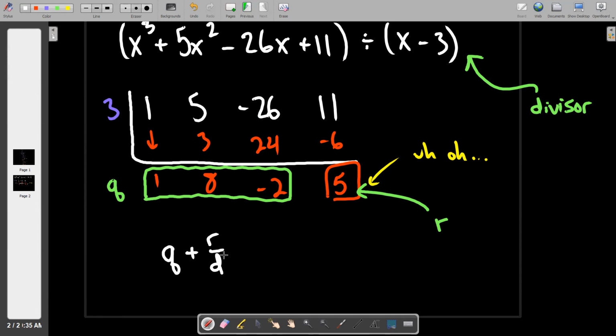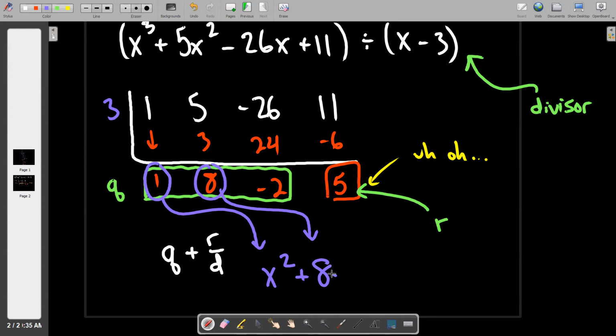Well, my answer is, here it goes. And this will correlate back to some other problems that we just did. This 1 that I'm circling in purple stands for 1x squared. This 8 that I'm circling in purple stands for plus 8x. And this negative 2 that I'm circling in purple stands for negative 2. That is called the quotient.